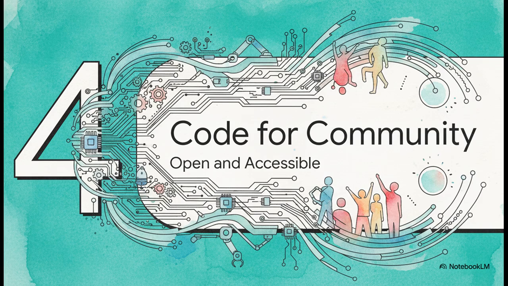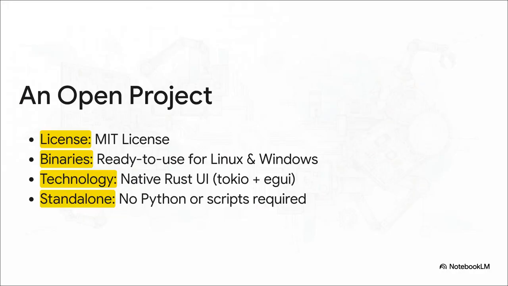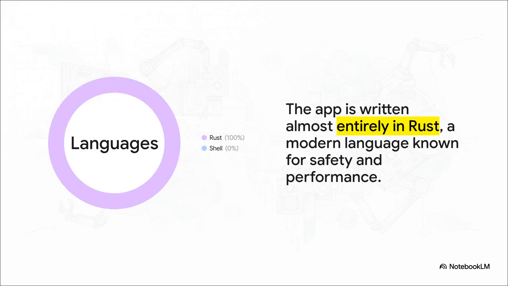So we have this really elegant solution to a real-world problem, but the story gets even better when you look at how it's been shared with the world. See, this isn't some expensive proprietary software you have to buy. No, it's completely open source under the MIT license. Anyone can download and use it for free on both Linux and Windows. And here's a key feature. It's a single self-contained application. You don't need to install Python or any other frameworks to get it running. You just run it. And for those of you who are interested in the tech stack, the language choice here is pretty revealing. The app is written almost entirely in Rust, which is a big deal. Rust is known for building software that's both incredibly fast and super safe, which makes it a perfect fit for something that's directly controlling hardware.